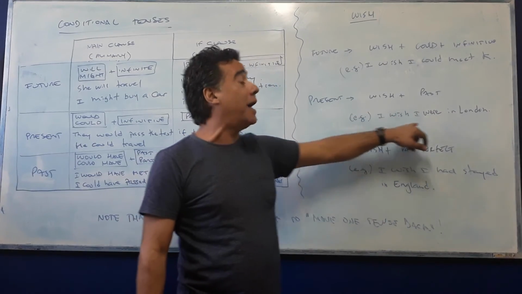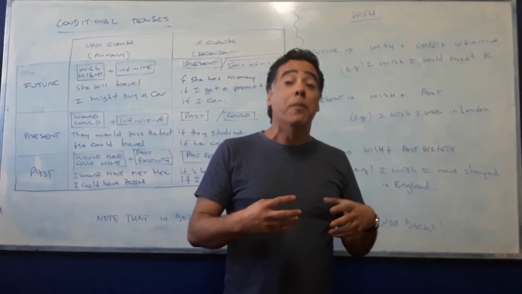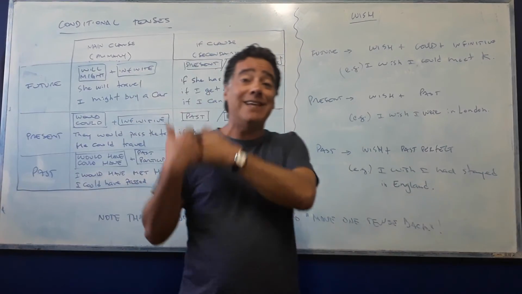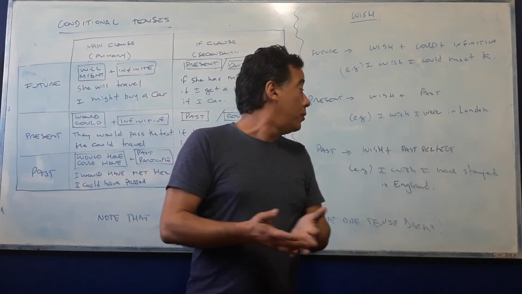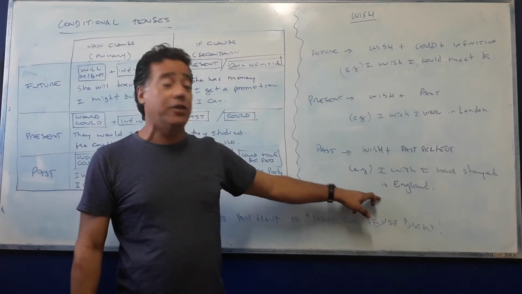So, I wish I were in London. I'm not in London now. I'm in Rio de Janeiro. But I wish I were in London. And in the past, something that has happened, but you wish it would be different. Yes, for example, I wish I had stayed in England last year.